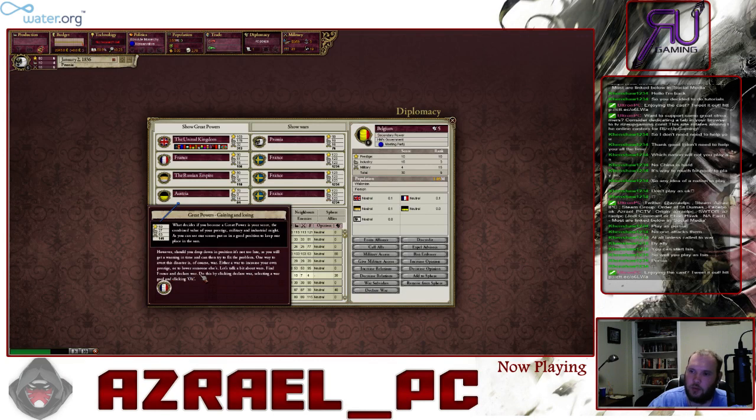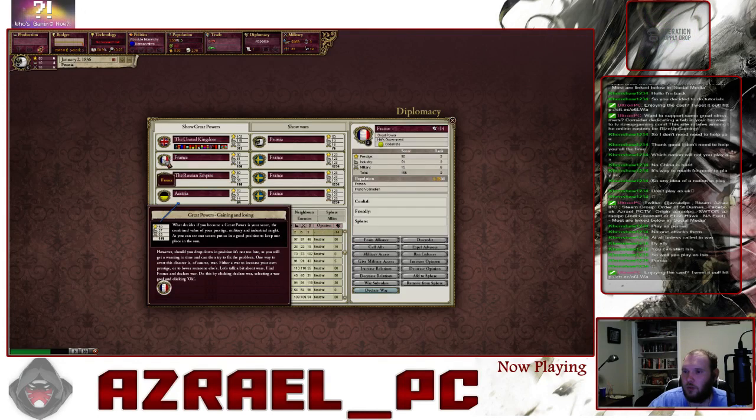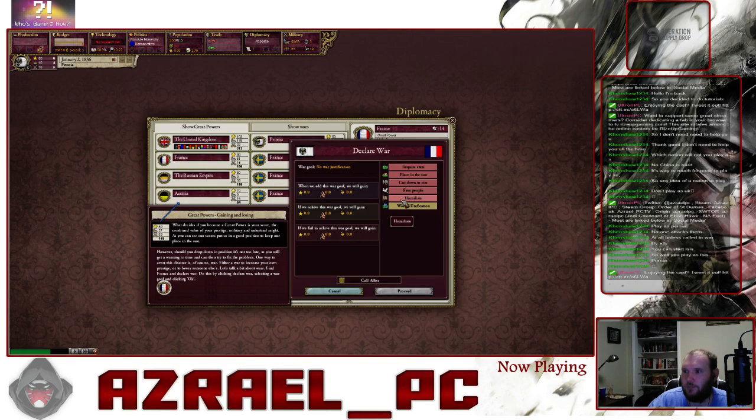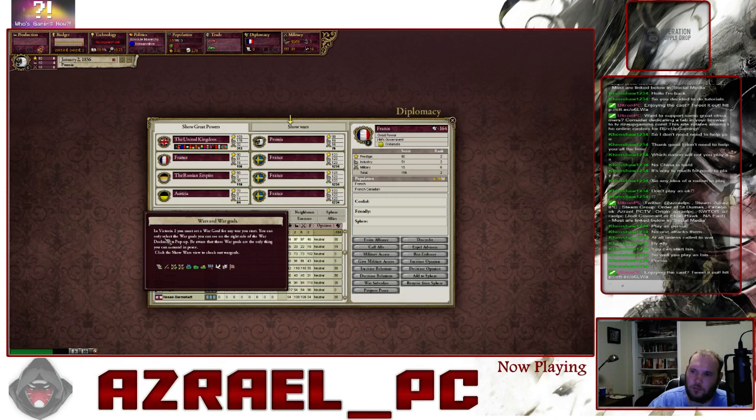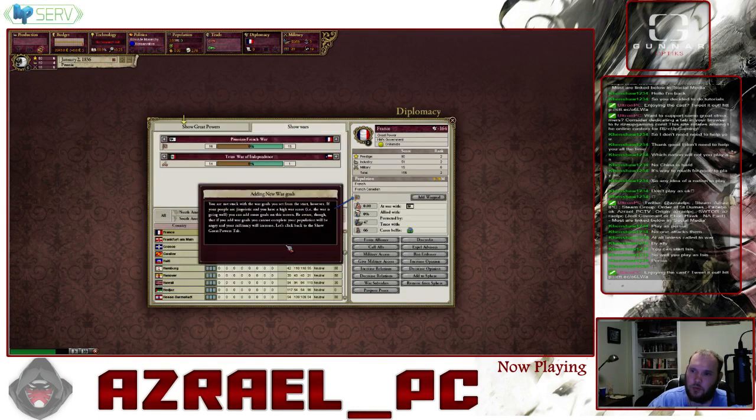Find France and declare war. Do this by clicking Declare War, selecting a war goal and clicking OK. Declare war. Choose a war goal. Humiliate. In Victoria 2, you must set a war goal for any war you start. You can only select the war goals that you see on the right side of the war declaration pop-up. Be aware that these war goals are the only thing you can demand in peace. Click the Show Wars button to check out your war goals.